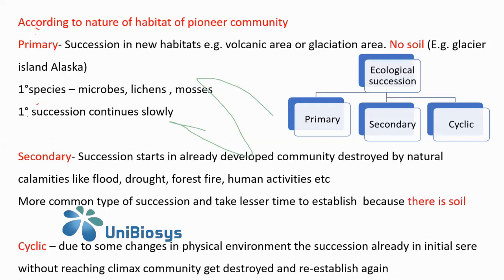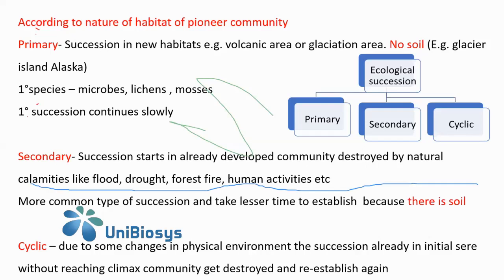What happened there? They slowly converted that rocky material into soil. Organic, inorganic, nutrient rich soil was prepared by these microorganisms, but it takes a lot of time. So primary succession happens with a lot of time gap. Primary succession continues very slowly. So that is what happened in the case of primary succession.